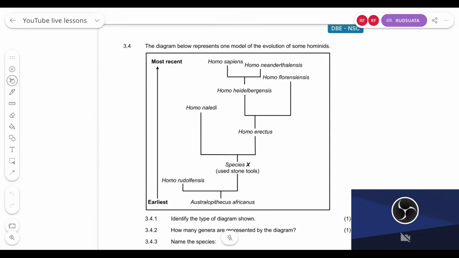But the diagram below shows one model of evolution in hominids. And so the most important part we must keep an eye on is the time over here. A lot of people overlook that and they forget that we're going from the earliest to the most recent. They think sometimes it's the other way around. And we go, okay, cool. We've got some individuals who are familiar here. We've got sapiens. We've got Homo erectus. We've got Australopithecus africanus. We have a mystery organism that we'll probably have to identify, but they've given us a clue. They use tools.